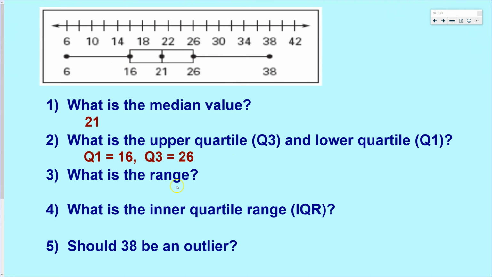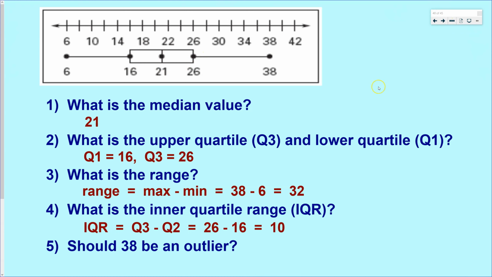What's the range? Not interquartile range, what is the range? So what's the length of the whole thing? We'd go 38 minus 6 to get 32. The interquartile range is a specific vocab word just for today. It's the length of the box right here, so we're going to go 26 minus 16. That represents the distance that covers the middle 50% of the data.